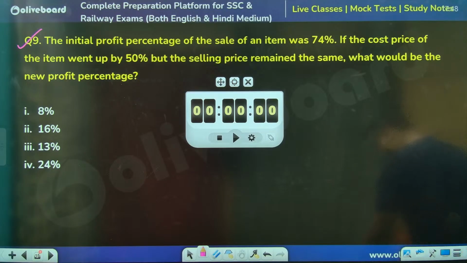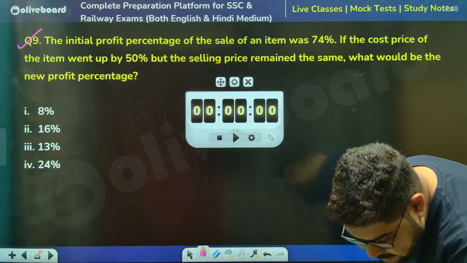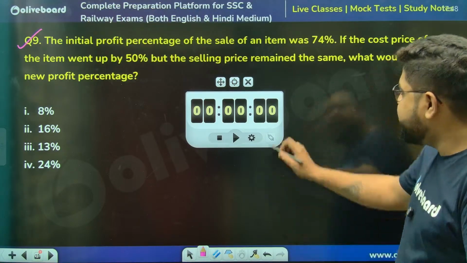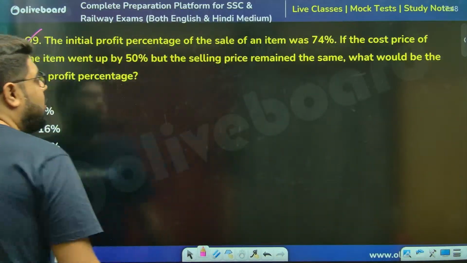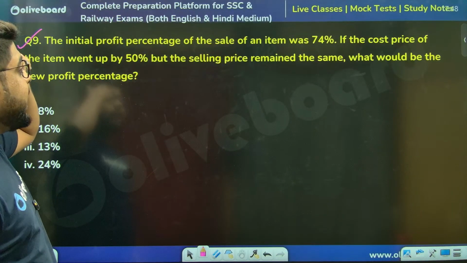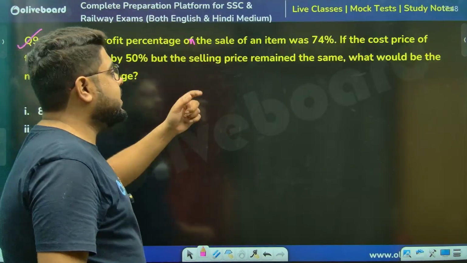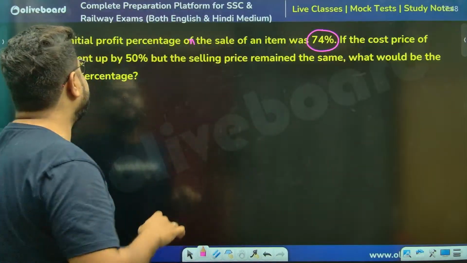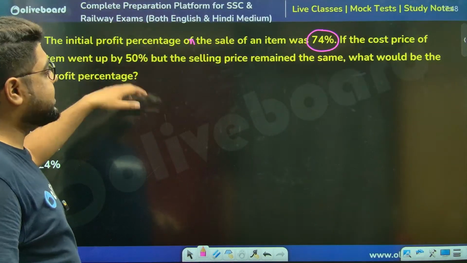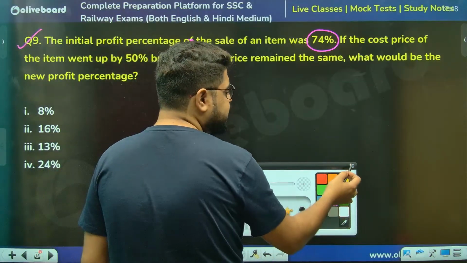Arghamita is saying 16. Reena is saying 24. Chalo, let's see who is right and who is wrong. Initial profit percentage of the sale of an item was 74%, ठीक है, sir. Cost price of the item went up by 50%. Selling price is the same. What will be the profit? Okay, sir. It's बहुत simple, sir.